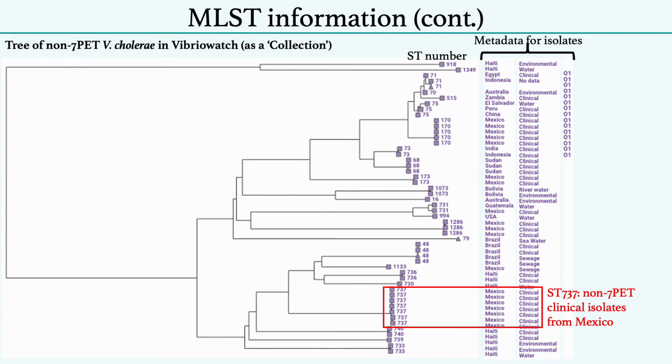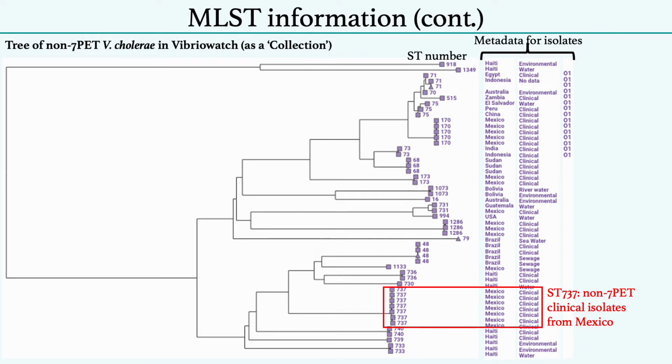When I make a tree just of those non-7 pandemic lineage isolates and plot beside the nodes of the tree the sequence type number in the Octavia scheme, and also put adjacent to that the metadata for the isolates, namely where were they collected in the world, and also what type of isolate it was, either clinical or environmental or so on, and also the serogroup, if available, I can see in this tree that there are some groups of closely related isolates that have the same sequence type in the Octavia scheme.